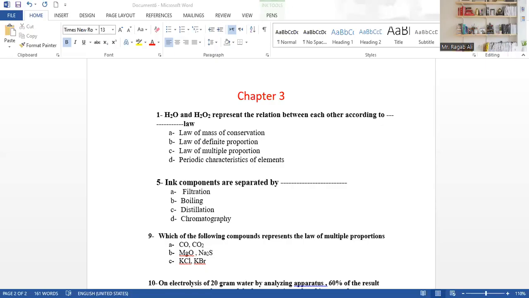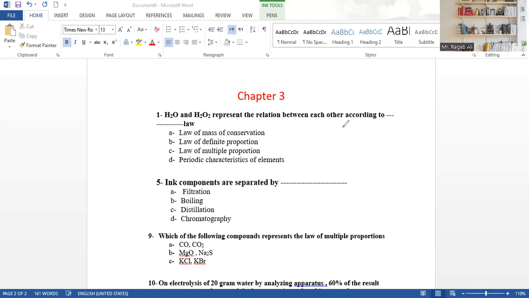Here, chapter 3. One of the most important questions in chapter 3 is about the law of multiple proportion. The law of multiple proportion says that if you have two elements, whatever the two elements, and they can form more than one compound, the relationship between them is known as the law of multiple proportion.